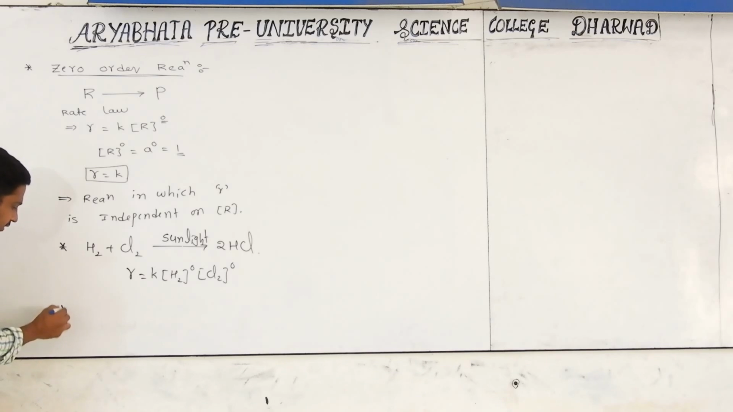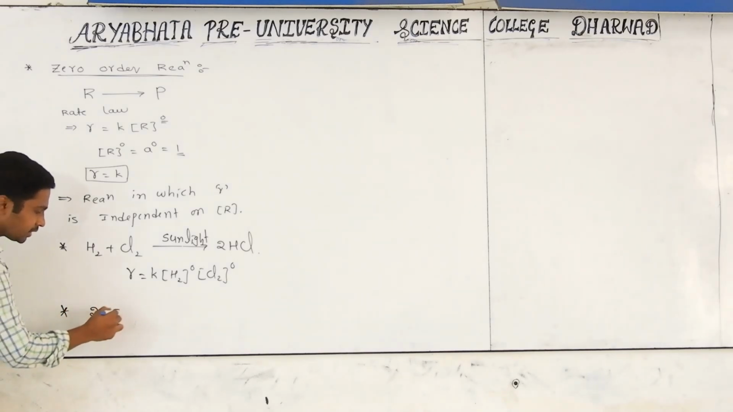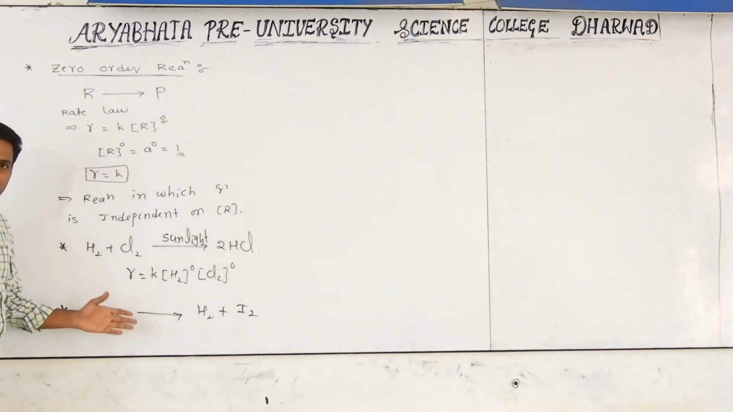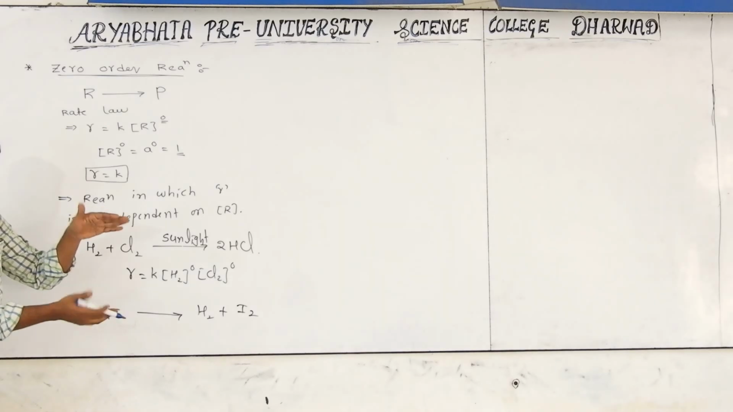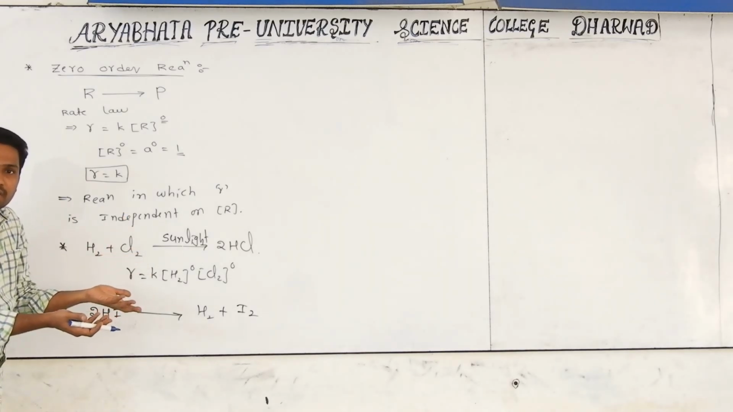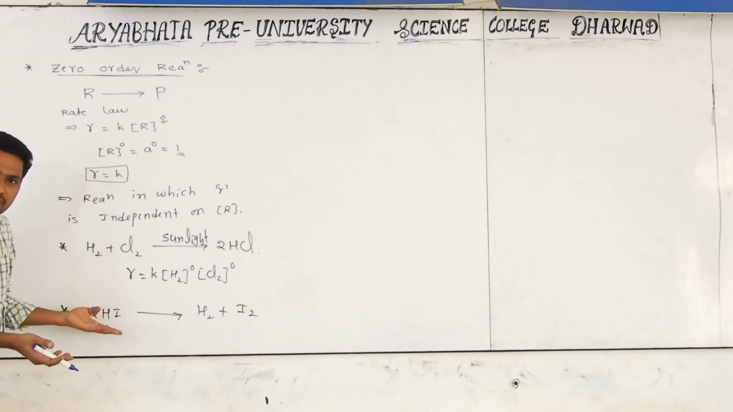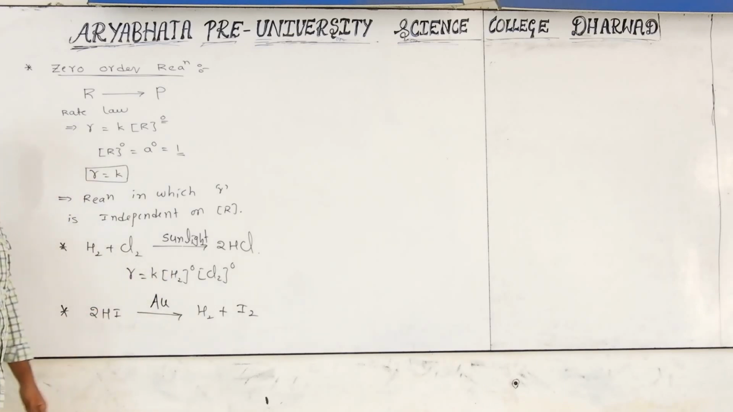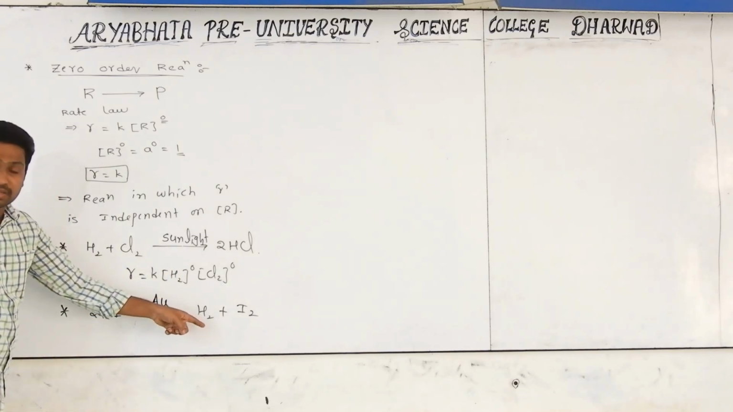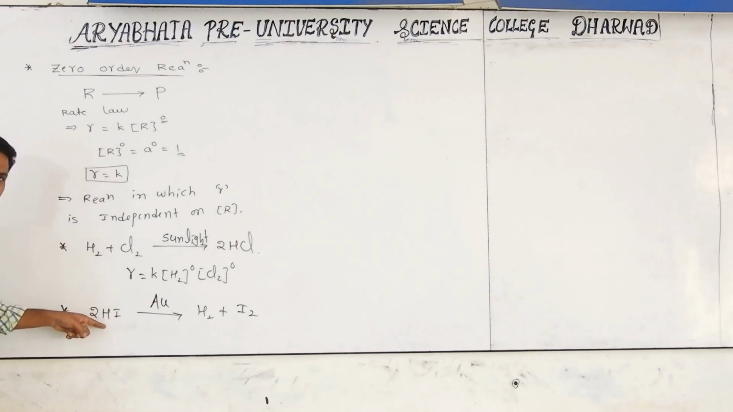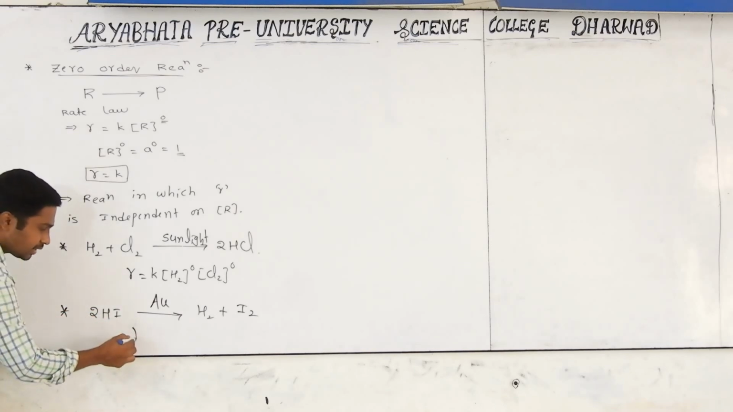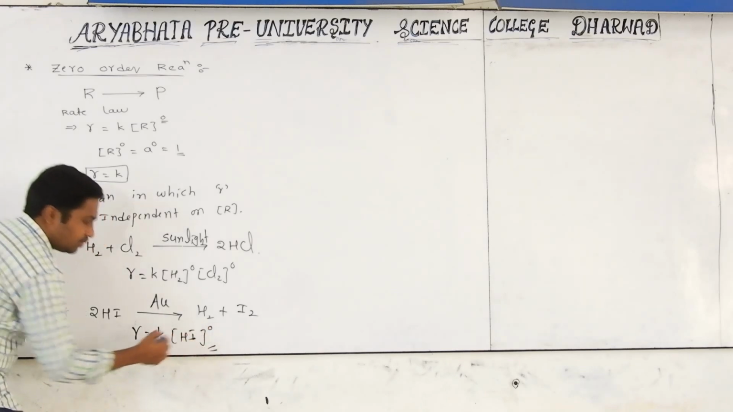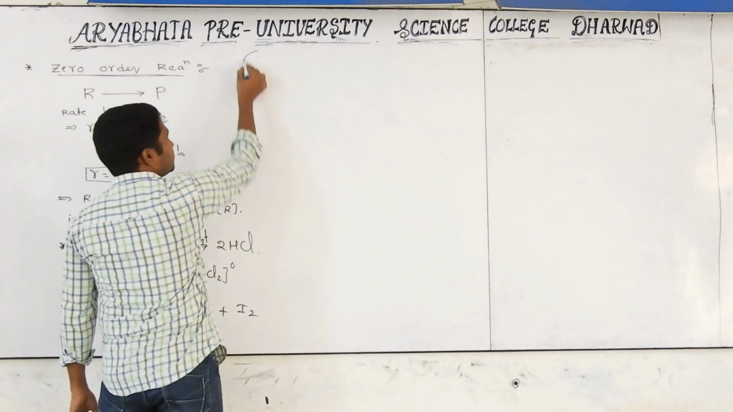Can I give one more example? Decomposition of 2HI into H2 plus I2. This is also not happening by itself. You may have 10 liters of HI but it does not give H2 and I2. The speed of the reaction is not controlled by HI concentration but by a catalyst, which is gold. If gold is there, only then the reaction proceeds. The speed is not affected by the concentration of HI, so we can write R equals rate constant times HI to the power 0. Can I give one more example of a zero order reaction?